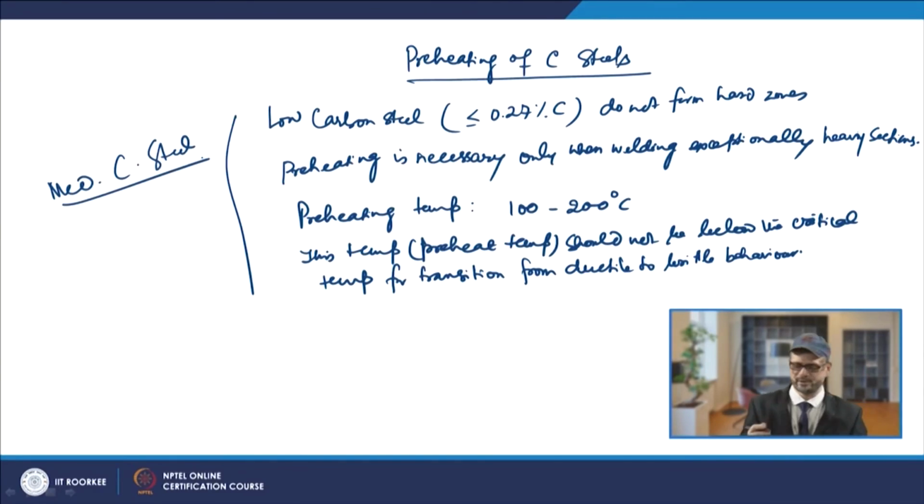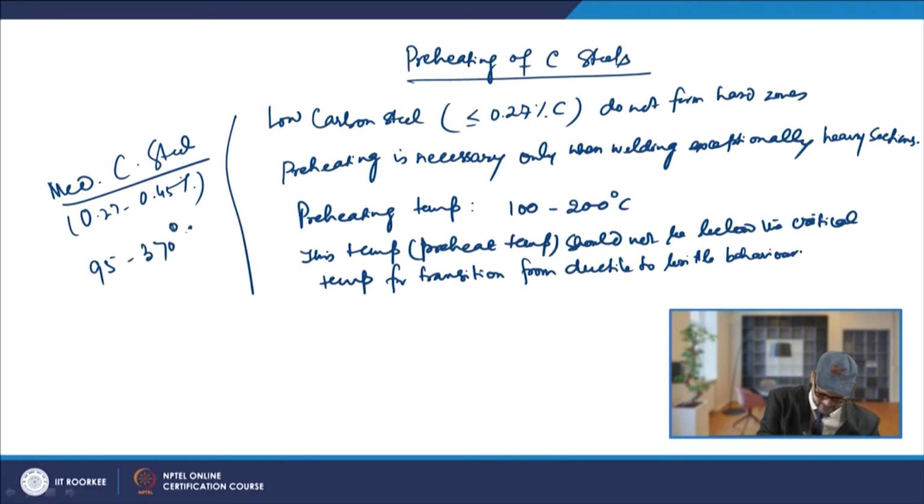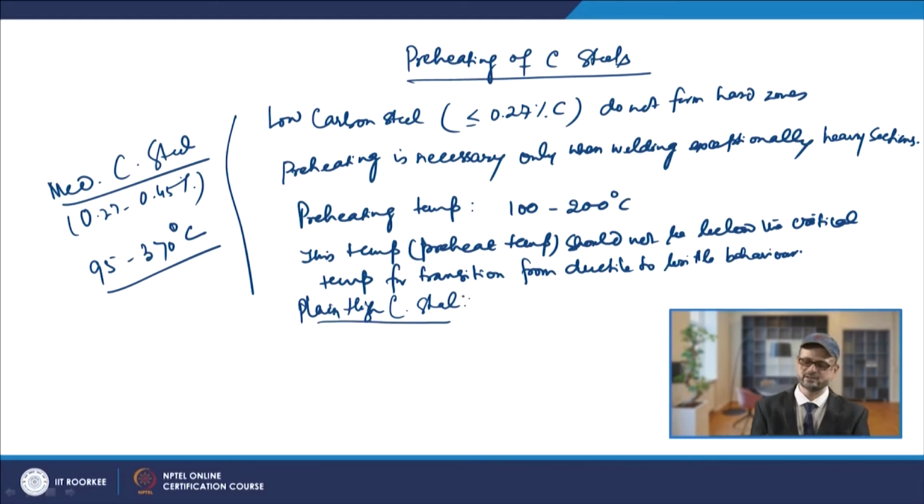Now if you talk about medium carbon steel, where the carbon is maybe from 0.27 to 0.45%, the preheating requirement will be more. You will need 95 to even 370 degree centigrade. And if you go to plain high carbon steels, the preheating requirement becomes even more, because the hardenability is quite high. They are very difficult to weld because they can very easily form martensite, and that will cause brittleness.